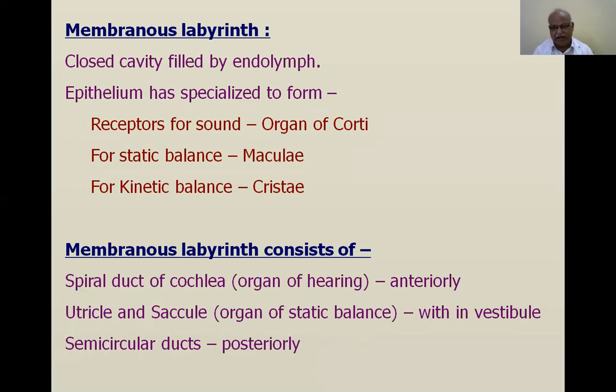So it is lined by epithelium. The epithelium present in the membranous labyrinth is specialized to form receptors for sound, the organ of Corti, for static balance, the macula, and for kinetic balance, the crista. So all types of balance associated with sound are completed by the membranous labyrinth. This is produced by specialized epithelium present in the membranous labyrinth.